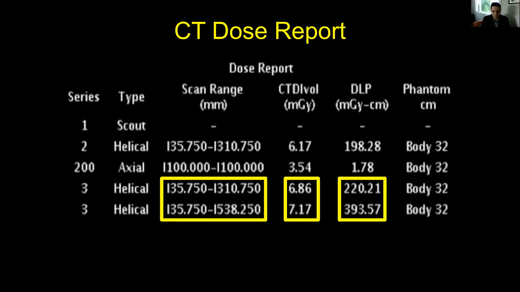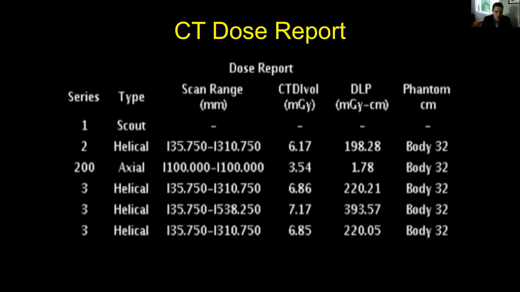So then DLP, why is that so different? It's almost 200 versus 400. It's almost twofold difference. Well, that's because the first scan was just through the abdomen. The second was abdomen and pelvis. So you did twice as much length of scanning. So that's why you have almost twice as much dose. So not so much because the CTDI vol changed, but because you're scanning more, you're giving more dose.